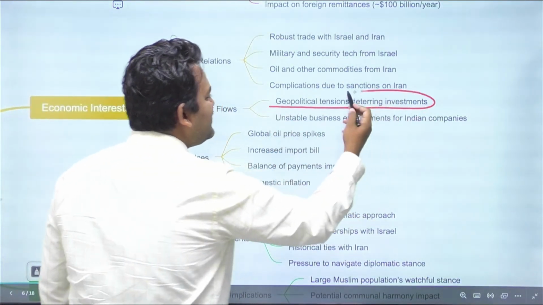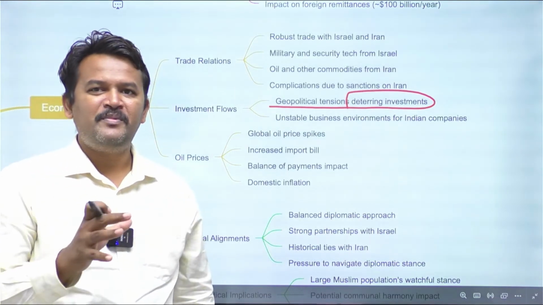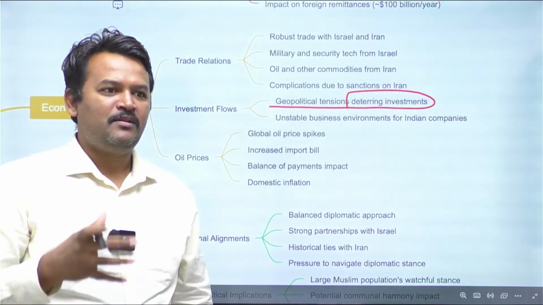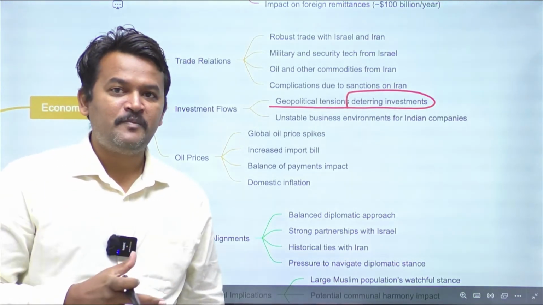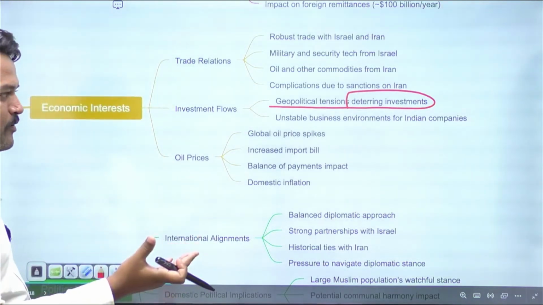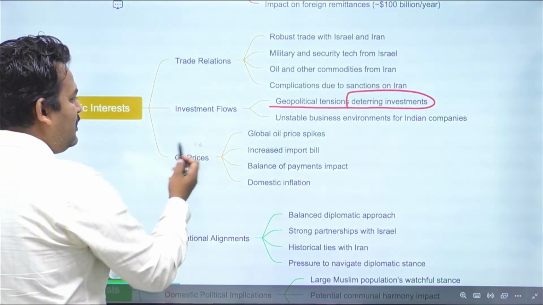Geopolitical tensions deterring the investment. Investment always flows if there exists some peace, right? Because the risk associated with that investment increases in case of war, right? Unstable business environment for Indian companies in the region.